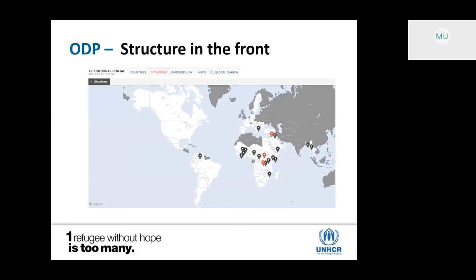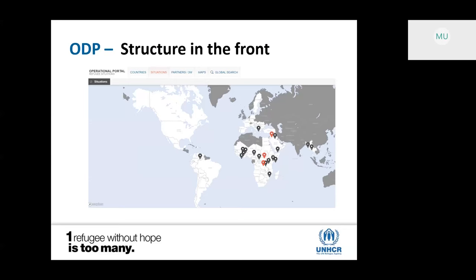Basically, under countries, you have a separate view for each country that wishes to be displayed on the operational data portal. And the aim of this view is to give a comprehensive picture of the country as an operation. And this includes many different types of content and data. On the other hand, under situations, you can find situation views that are revolving around a specific cause of displacement, such as the Syria situation, the South Sudan situation, or the Burundi portal. So these are the two main building blocks of the portal.